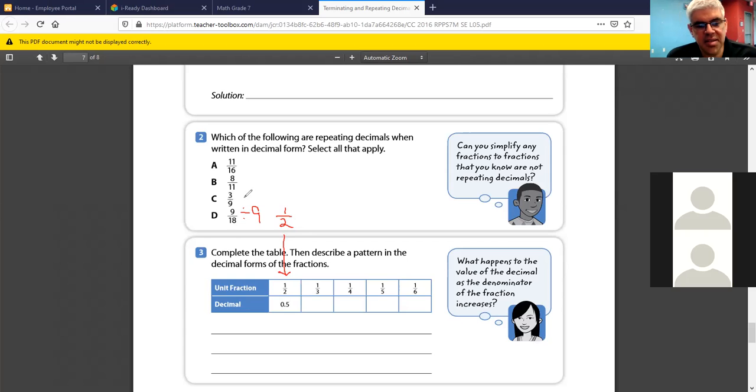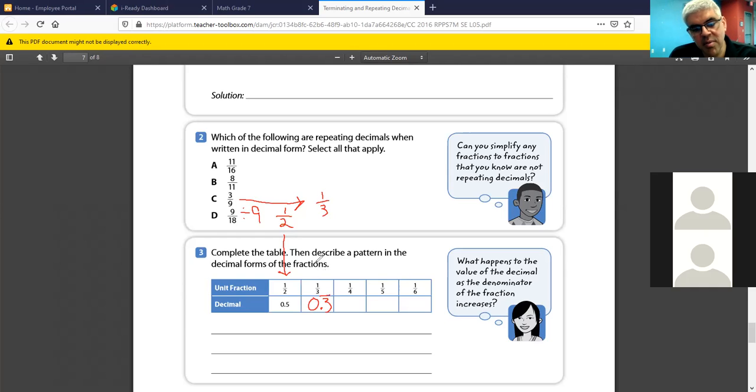3 over 9 will simplify. If we divide both top and bottom by 3, 3 divided by 3 is 1, and 9 divided by 3 is 3. So this turns into 1 over 3. And as you know, this goes into 0.3333. So this is repeating.